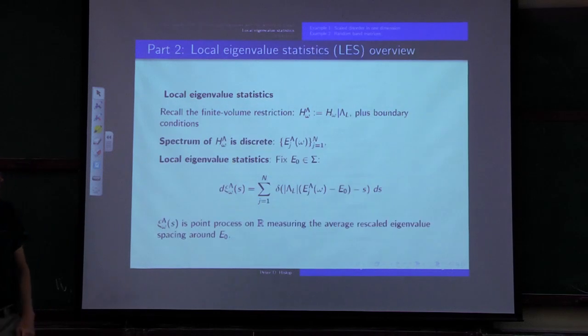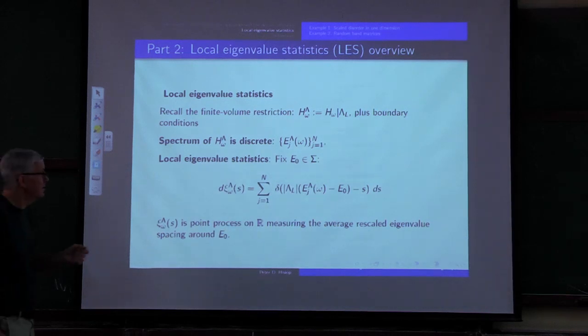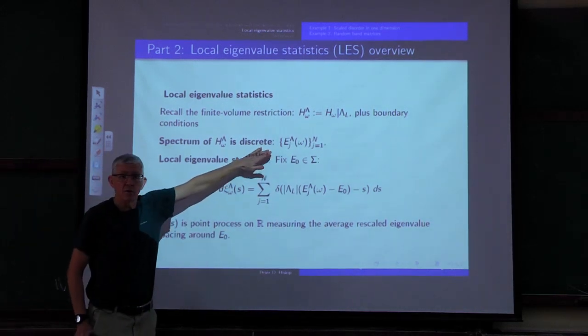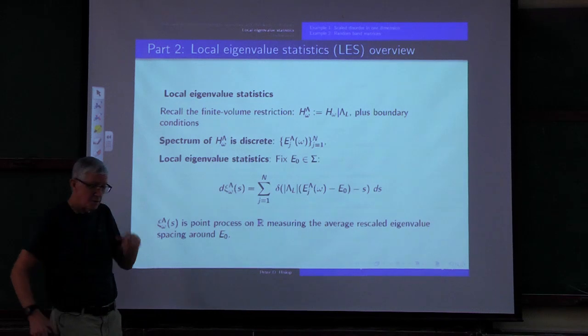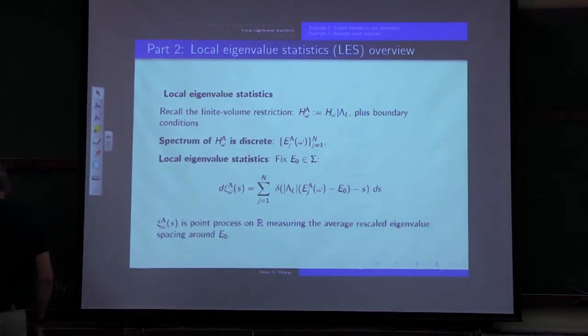from the notation. Okay, so let me introduce the main topic of my talk, that is the local eigenvalue statistics. Now that we have eigenvalues and we have some way of counting them, here's the listing of the local eigenvalues. And what we do is the following. We'd like to fix a number E0.